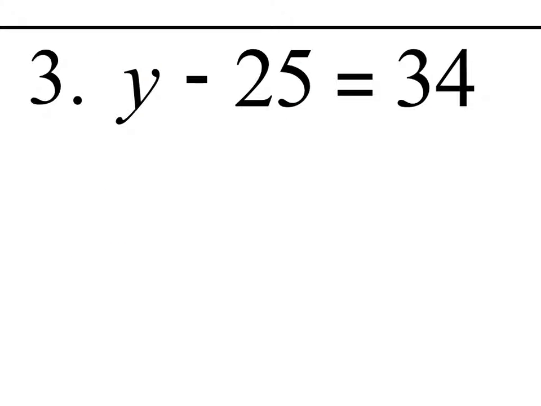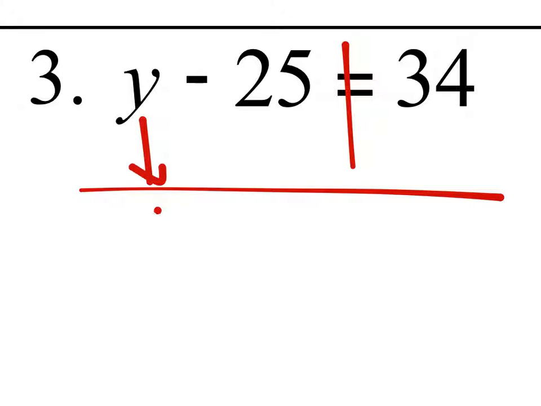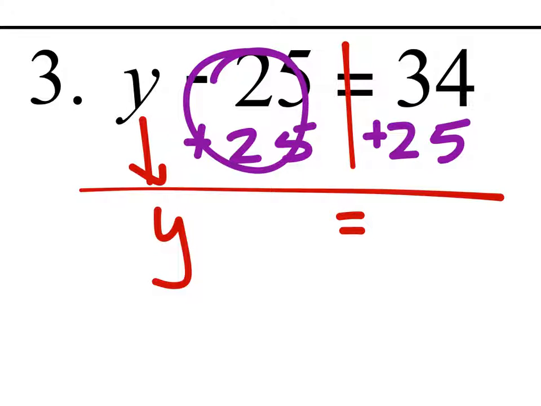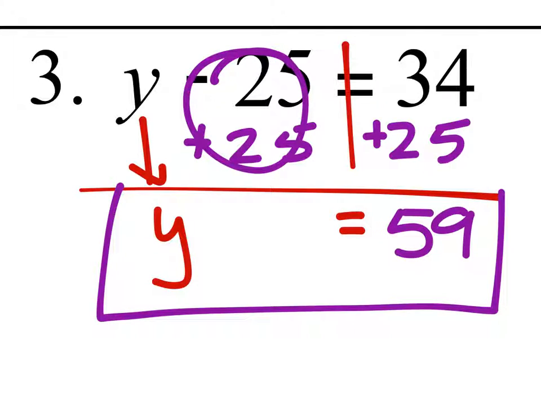Right here, if we can manipulate this well enough, we should end up with just the y, which is good. We're going to get y equals something. We just need to figure out what that is. So I don't want that minus 25 there. That's very bad. So I will make it a 0 by adding 25 to both sides. Then this becomes a 0. And 34 plus 25 is 59. There it is.